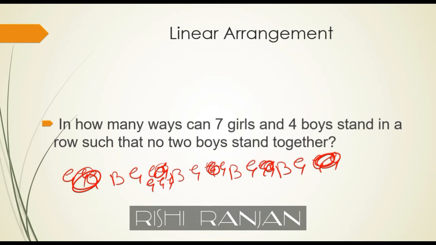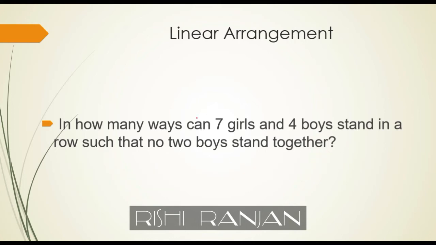And that too, it is just the positions. After that, we have to shuffle the boys and girls also. So we cannot keep counting like that. We have to find a shortcut. And the shortcut goes like this. Whenever no two boys together, in that condition, start with the girls first. And whenever no two girls together, start with the boys first.